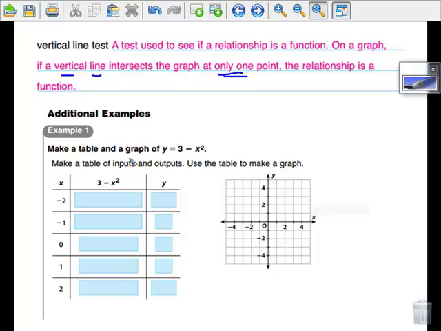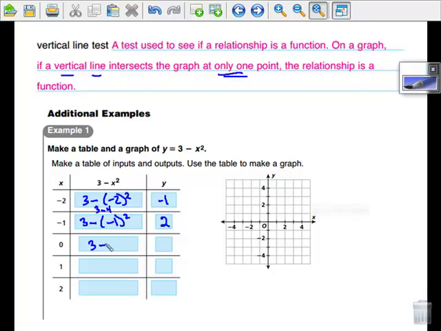So we're going to make a table and a graph of y equals 3 minus x squared. We'll do this just like we did before. They're asking us to use the inputs of negative 2, negative 1, 0, 1, and 2. So 3 minus negative 2 squared. That gives us 3 subtract 4, because negative 2 squared is positive 4. So 3 subtract 4 gives us negative 1. Then I'll put in negative 1, so it's 3 subtract negative 1 squared. Well, negative 1 squared is 1, so 3 subtract 1 is 2.